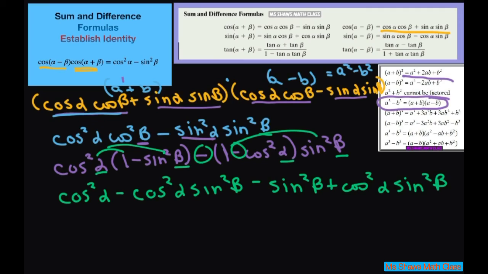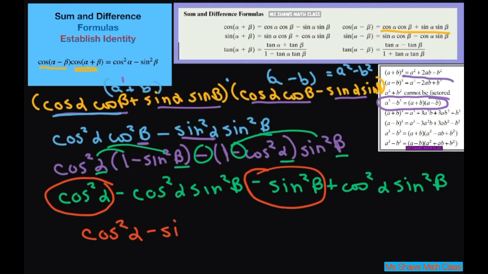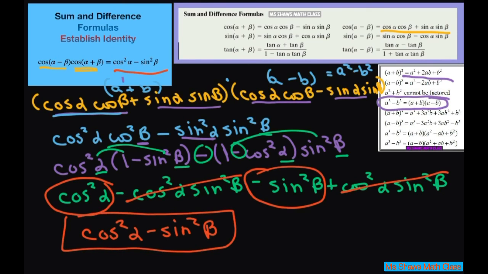What happens? We're going to get cosine squared alpha minus sine squared beta. That works. So cosine squared alpha minus sine squared beta. And these two cancel out. So that gives us our desired result. And we are done. So the key was looking at here and matching up your angles.